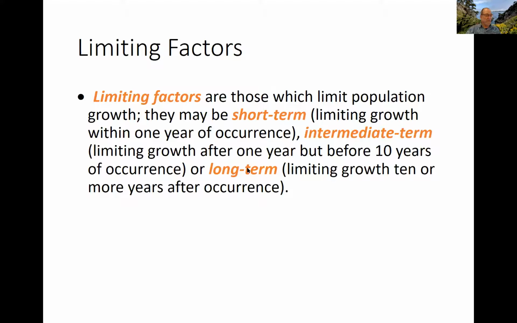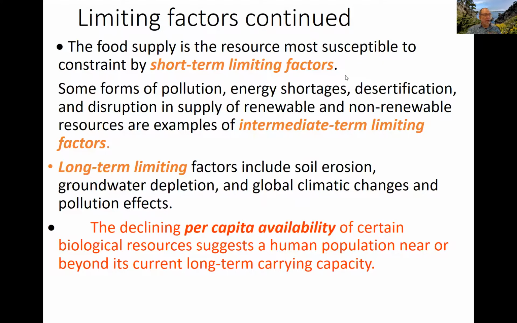So limiting factors are those which limit population growth, and they may be short-term, intermediate-term, or long-term. The food supply is the resource most susceptible to constraint by short-term limiting factors. Changing the food supply will have a drastic effect, particularly in countries that are more marginal in terms of their economic well-being. But pollution, energy sources, desertification, and disruption of renewable and non-renewable sources are intermediate limiting factors, and to this we would include climate change. Ultimately, if climate change and other factors produce long-term or persistent changes to the global ecosystem, the concept of limiting factors could really expand.